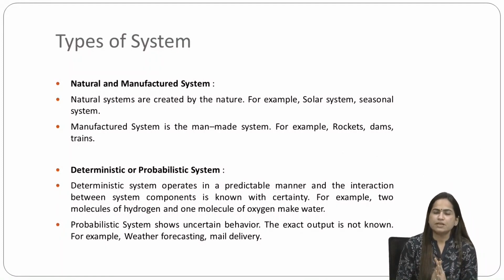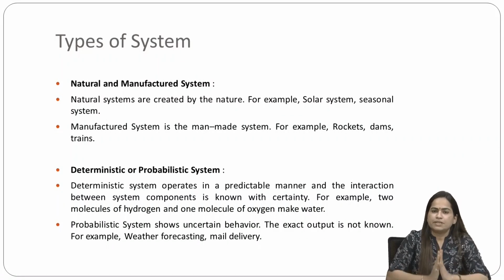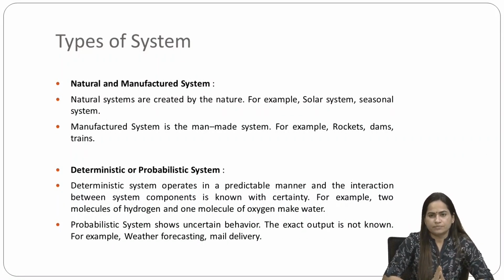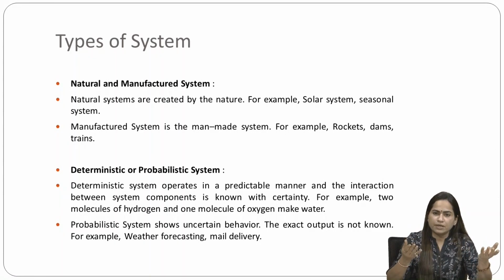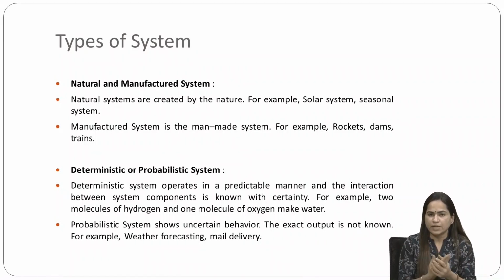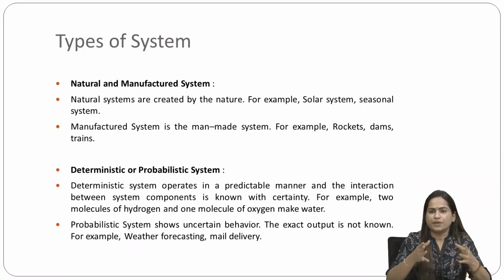Then we have natural and manufactured systems. Natural systems are created by nature. For example, the solar system and the seasonal system. Manufactured systems are man-made, made by a person. Manufacturing is done, which means it is a manufactured system, like rockets, dams, trains, and many more which are manufactured systems.